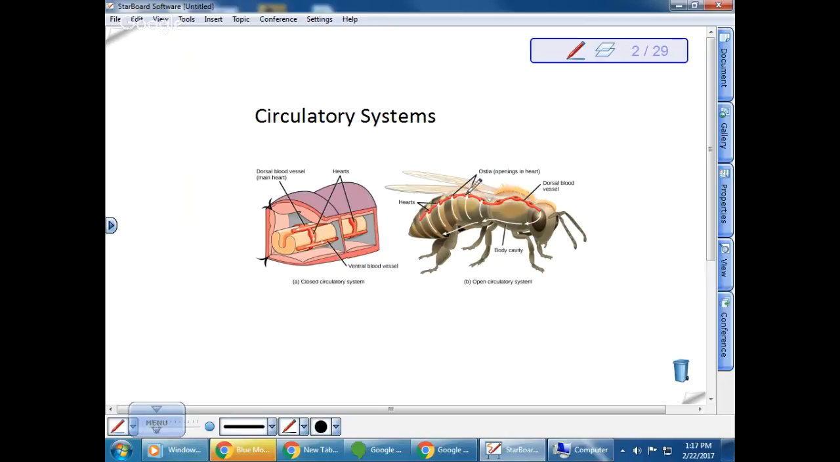And so here you can see that this is the way that a honeybee, for example, would circulate its blood. It's not always contained within vessels. Sometimes it goes out to a central body cavity and percolates through the tissues.